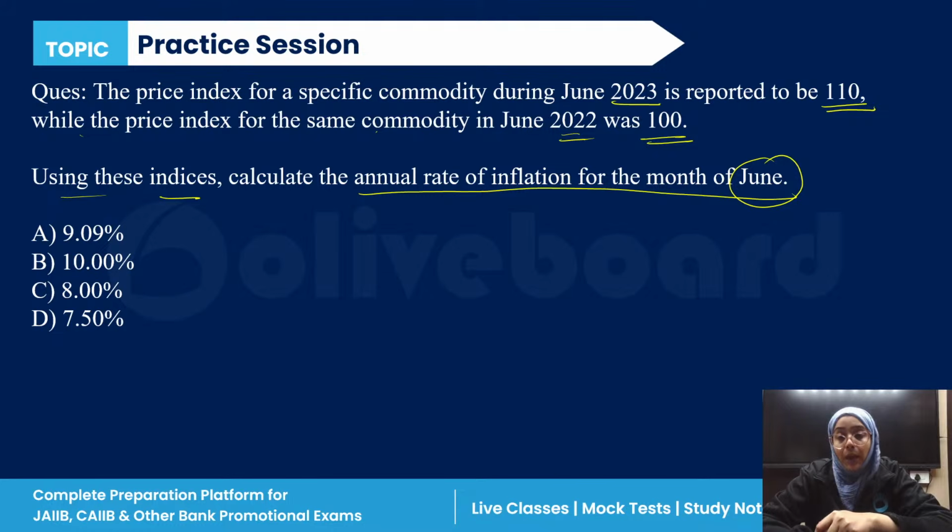We just have to calculate the annual rate of inflation, everyone. Please answer.